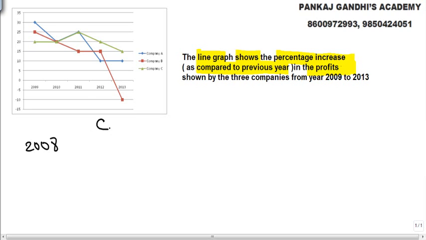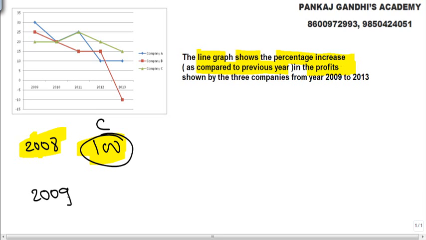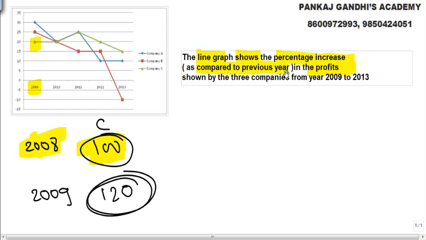2008 company C's profit was 100, if in 2008 it was 100, in 2009 it's going to be 120. Understand this, if I say 2009 has 20% profit increase as compared to previous, it means if last year the profit was 100, then this year the profit is 120.